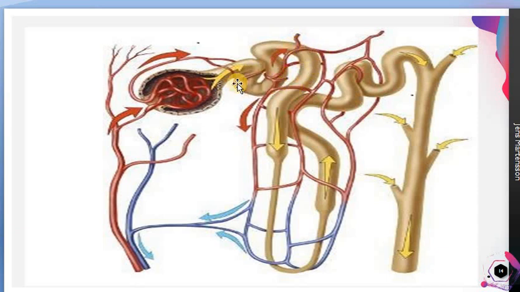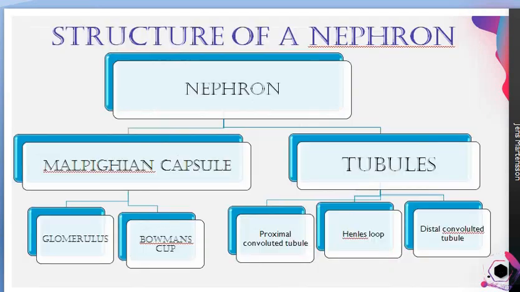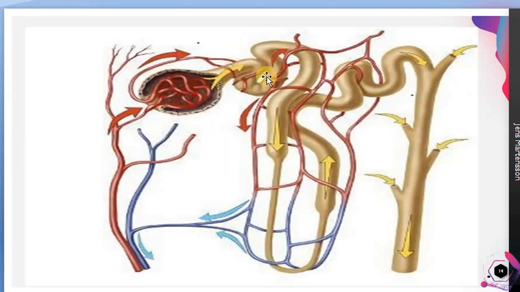Convoluted means coiled. So, proximal convoluted tubule. Now the spelling: proximal convoluted tubule. That means a coiled tubule which is near or adjacent. Tubule means small tube, a minute tube is a tubule. So the proximal convoluted tubule is the first part.